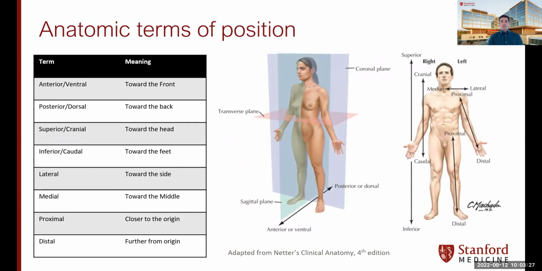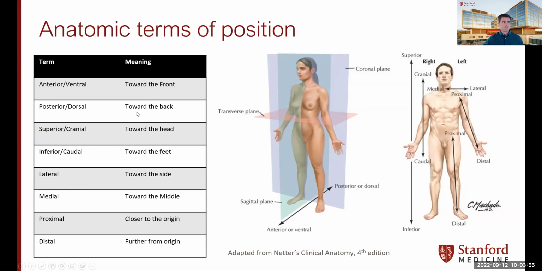So the first part of anatomy is to understand the anatomic position and our planes. So anatomic position is facing forward, and then most importantly, palms are facing forward. So that's really important in terms of differentiating front and back, right? So once you have that, then the rest is pretty easy, right? So anterior or ventral is towards the front.